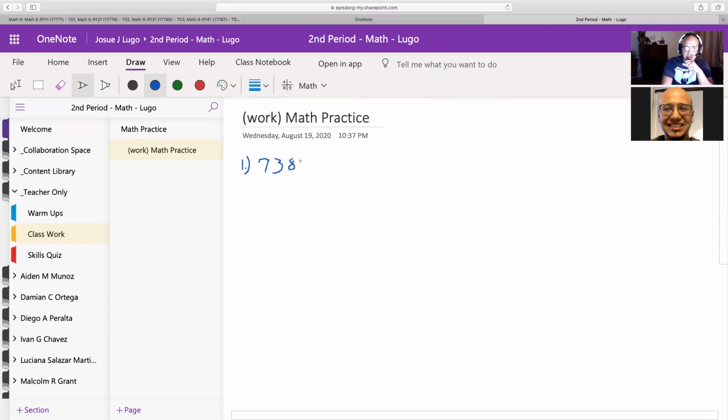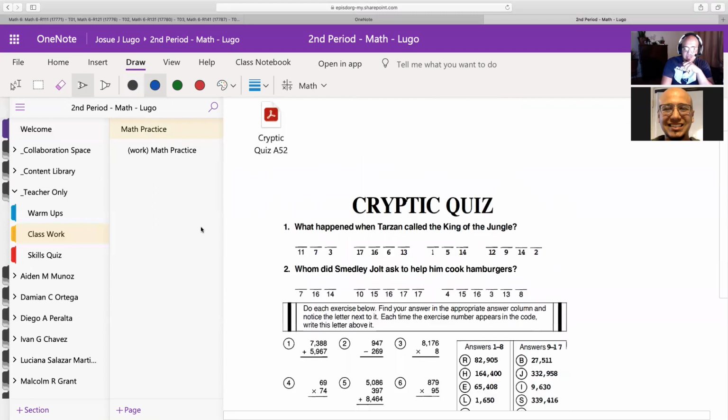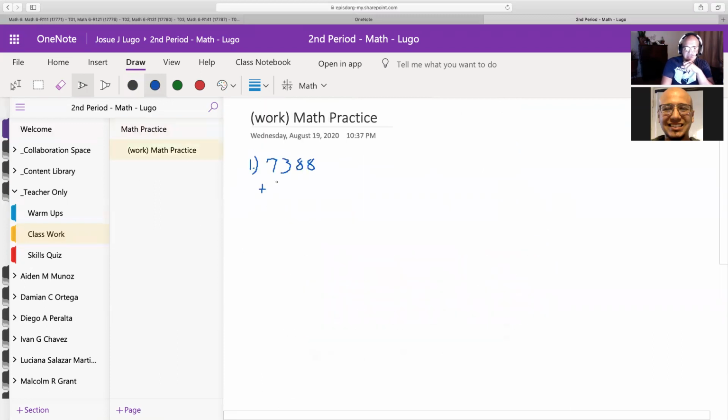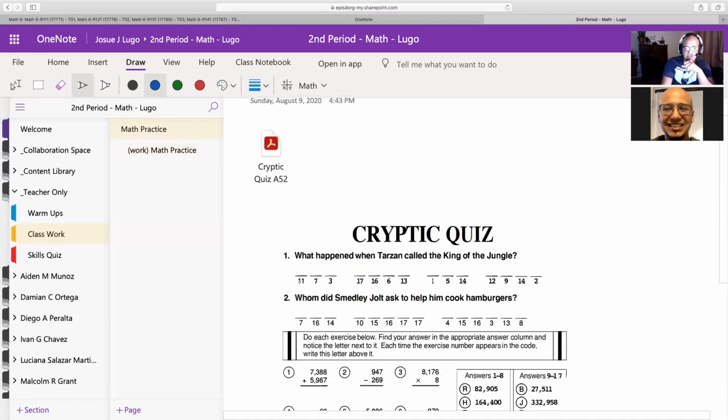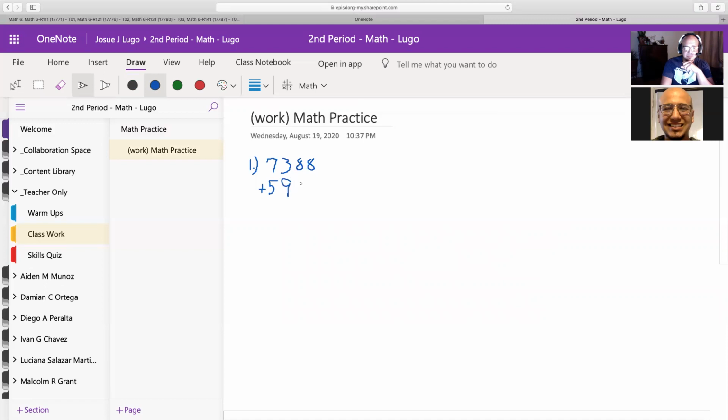Plus 5,967. Now notice how I copied it exactly. The place values are already lined up. In other words, I have the ones place with the ones place, the tens with the tens, the hundreds with the hundreds, and the thousands with the thousands.